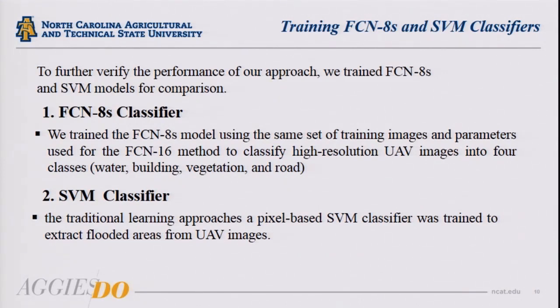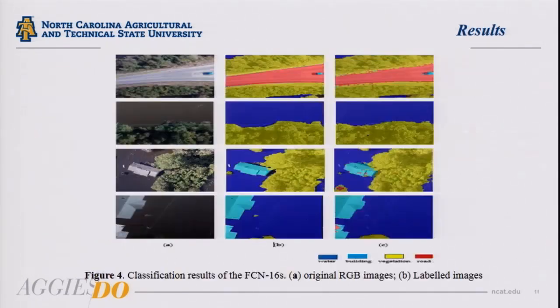In this study we also train another model, the FCN8S classifier. This model is different from the one we have based on the number of layers. We also train an SVM, support vector machine classifier. It's a traditional approach, not deep learning, because deep learning can automatically extract features from images. When we use the traditional approach, we need to convert features into something like an Excel table, and it takes some time also. So here is our result, for example.